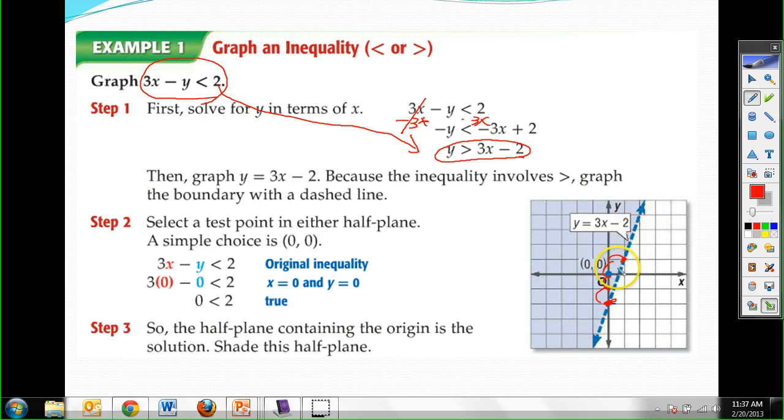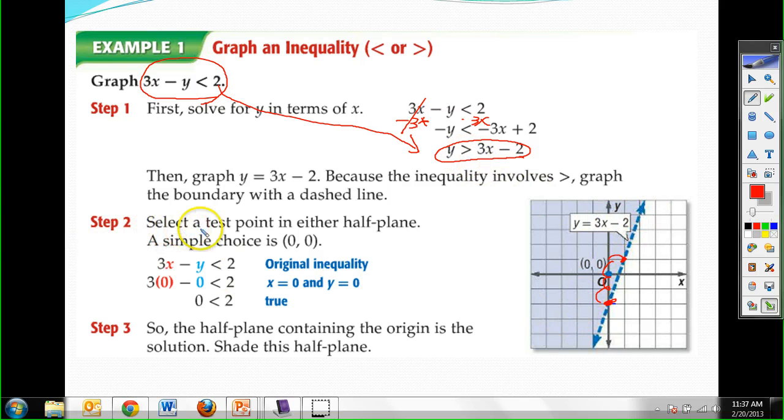So notice this is not a solid line, it is a dashed line. That's because it's greater than. If it had a greater than or equal to, if it had that equal to sign at the bottom, then it would be a solid line. That's the difference between the dash and the solid, whether you have an or equal to sign below this inequality or not. So here's your graph.